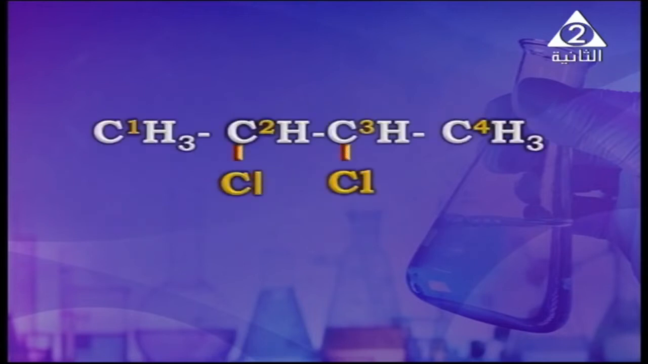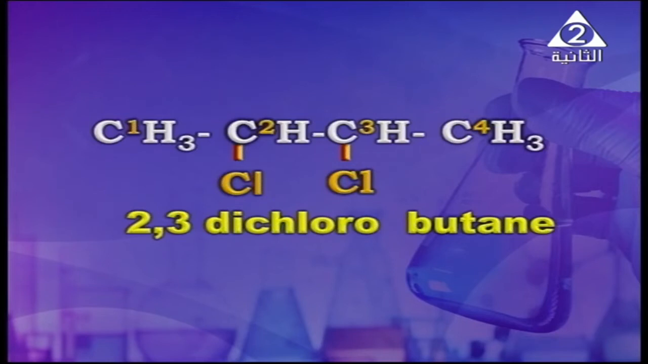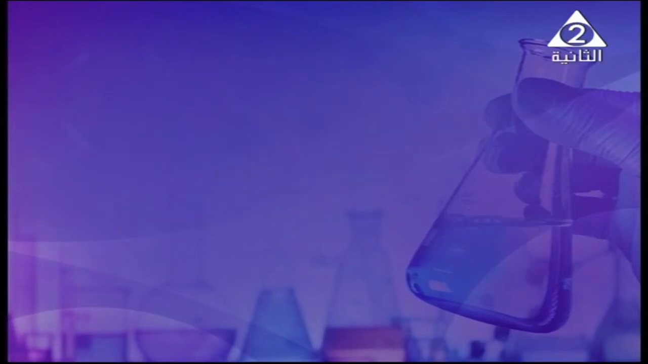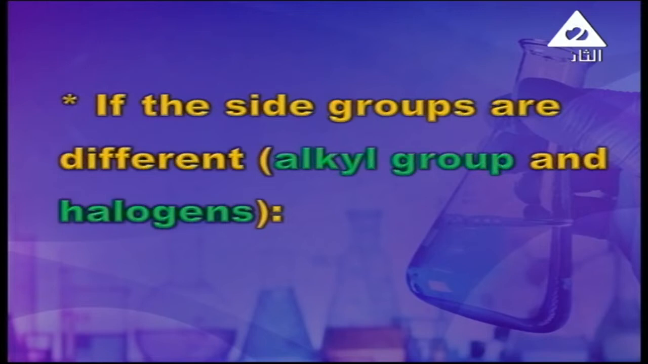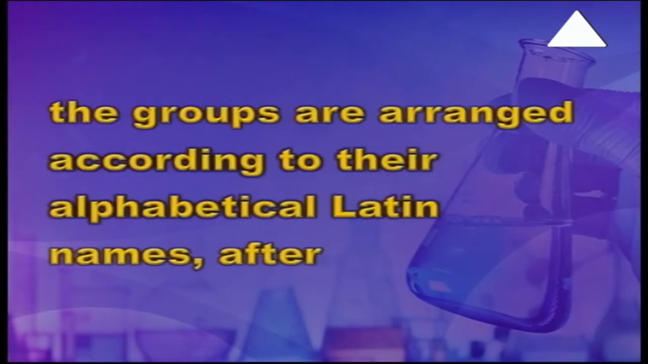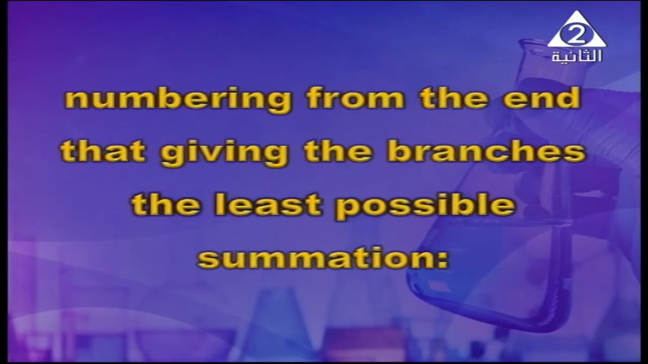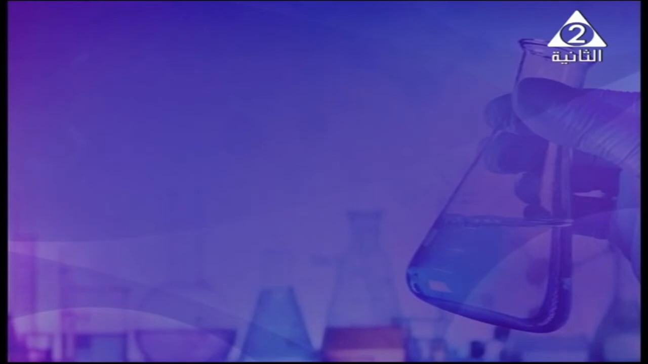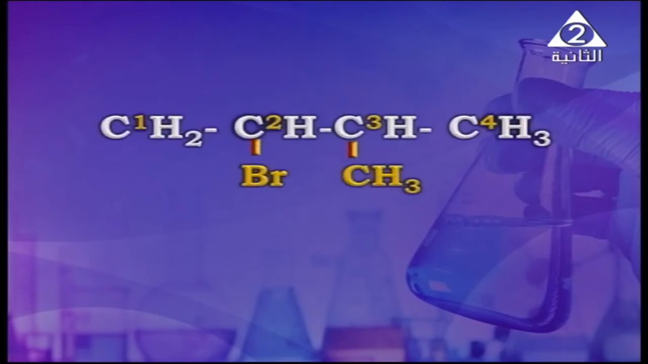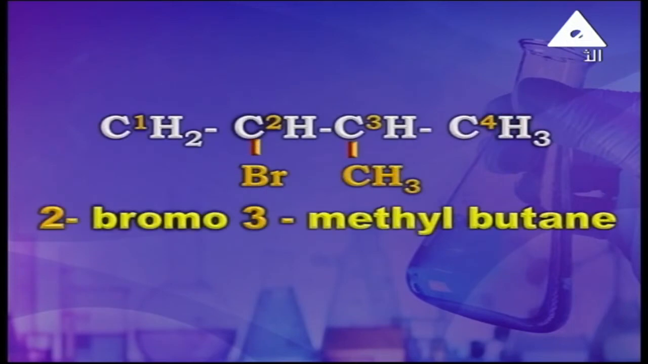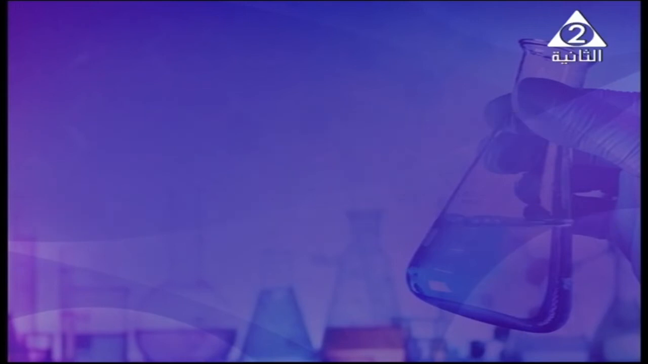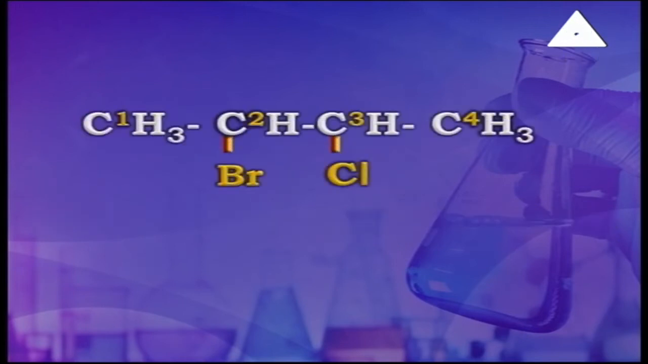Another example, its name will be 2,3-dichlorobutane. If the side groups are different, an alkyl group and a halogen, the groups are arranged according to their alphabetical Latin name, after numbering from the end that gives the branches the least possible summation. For example, as shown on the screen, here 2-bromo-3-methylbutane.